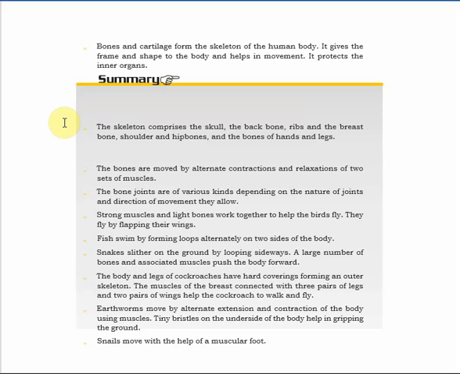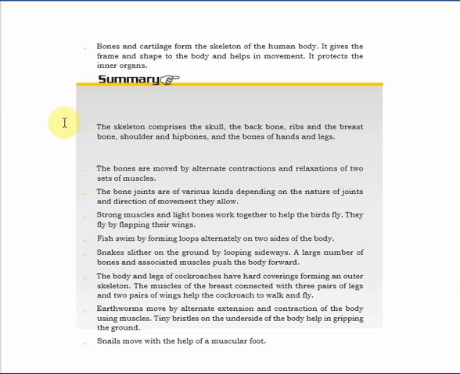Four types of joints are there. With examples, I had explained all those four joints. Now again, I need not explain. You can listen to the video, so you will get more knowledge about that. Strong muscles and light bones work together to help the birds to fly. How the birds fly, I had already explained. Listen to that video. They fly by flapping their wings, moving their wings up and down.